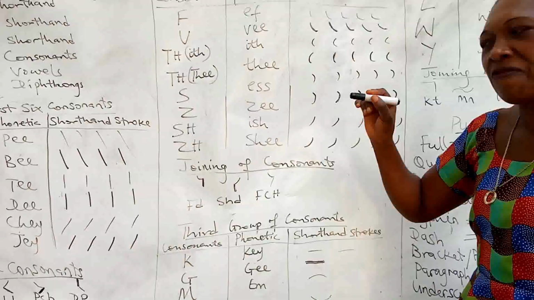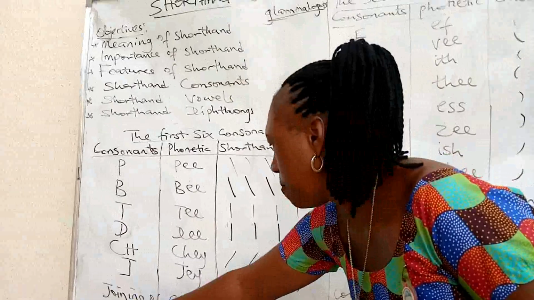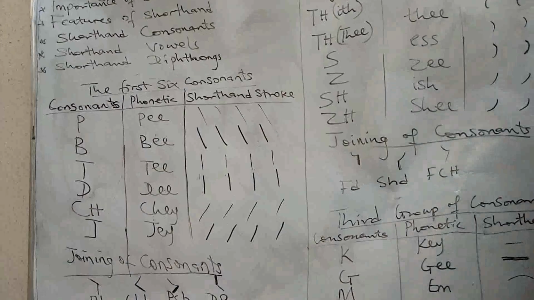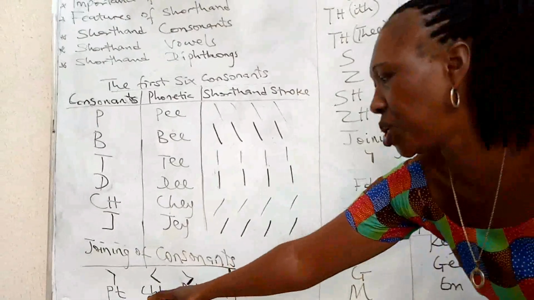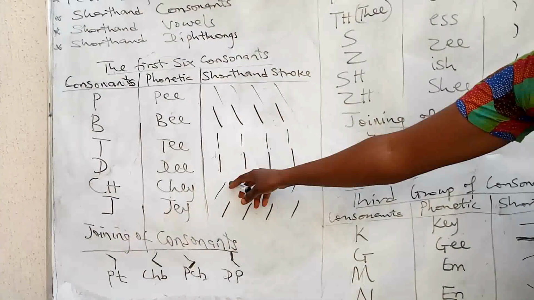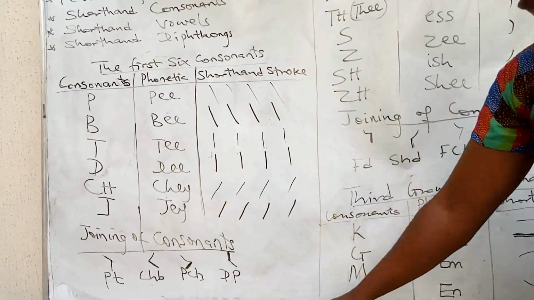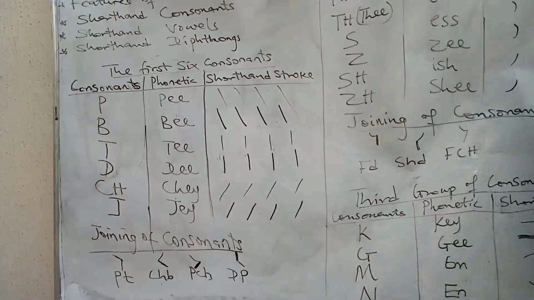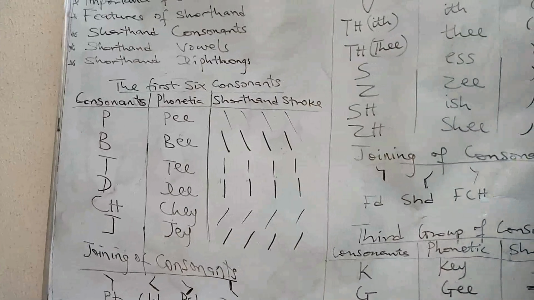You don't lift your hand when you are joining. So if you write P, join it with T immediately without lifting your hand. Likewise, Ch and V. Ch is light, while B is heavy. You see how I join them. You have to practice your own in your exercise book.